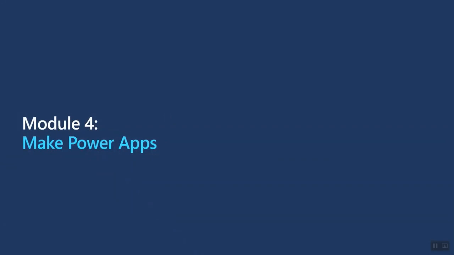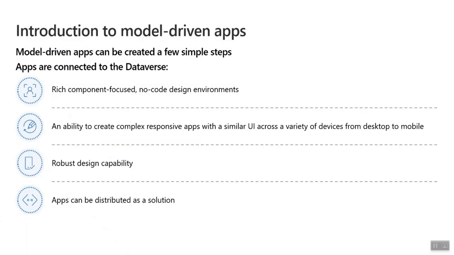Okay, so let us get started with Module 4, which is making Power Apps. Just a quick introduction to model-driven apps. Before I jump on to model-driven apps, Power Apps comprises multiple app types. One of them is model-driven apps. The other one is Canvas applications. So what is the difference between these two? That is the first important thing you need to understand. When do you go down the route of creating a model-driven app versus a Canvas application?